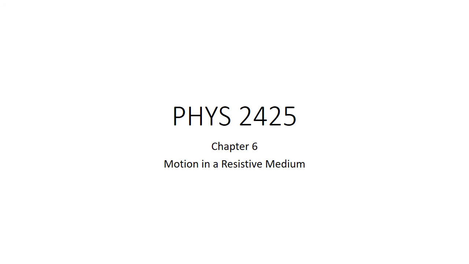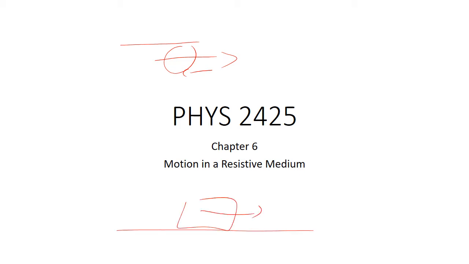So we're going to finish off chapter 6 by going back to the second part of chapter 6, because I did section 1, then section 3, now back to section 2, which is motion in a resistive medium. Now, what do I mean by resistive medium? That means we're moving along and it's resisting the motion. Well, that sounds very much like friction.